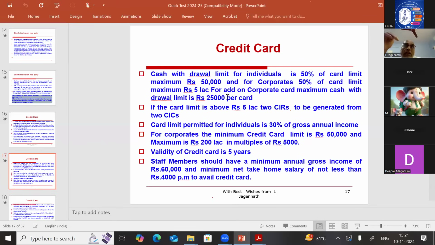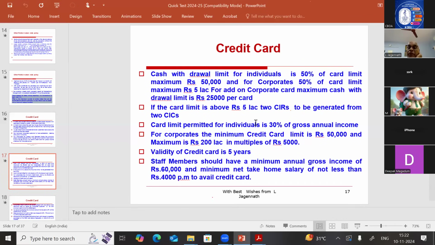So for add-on card for corporate, for cash withdrawal limit, they have fixed a limit of 25,000 rupees per card. If the card limit is above 5 lakhs, so when you want to sanction a credit card, if it is above 5 lakhs, two credit information reports to be generated from two credit information companies.